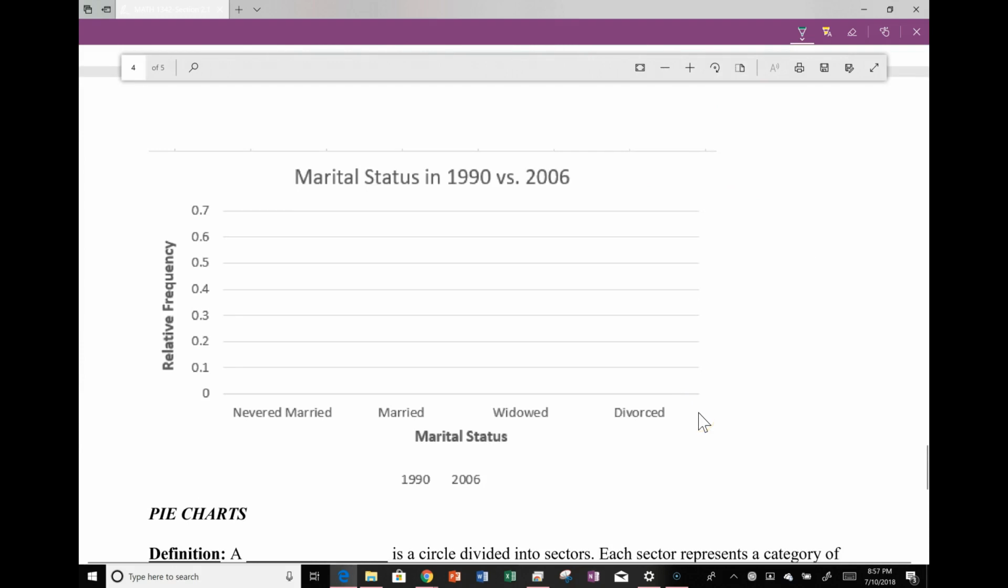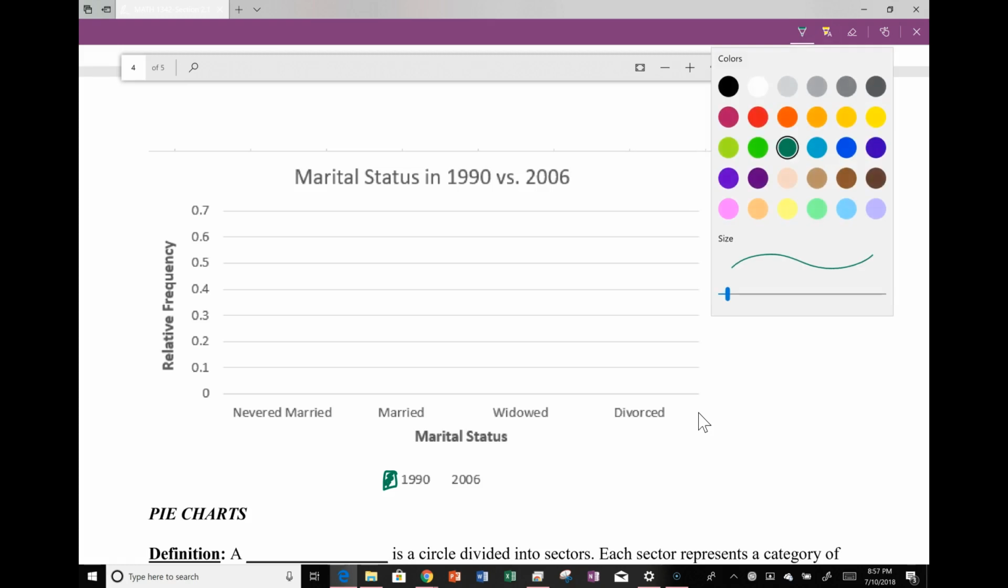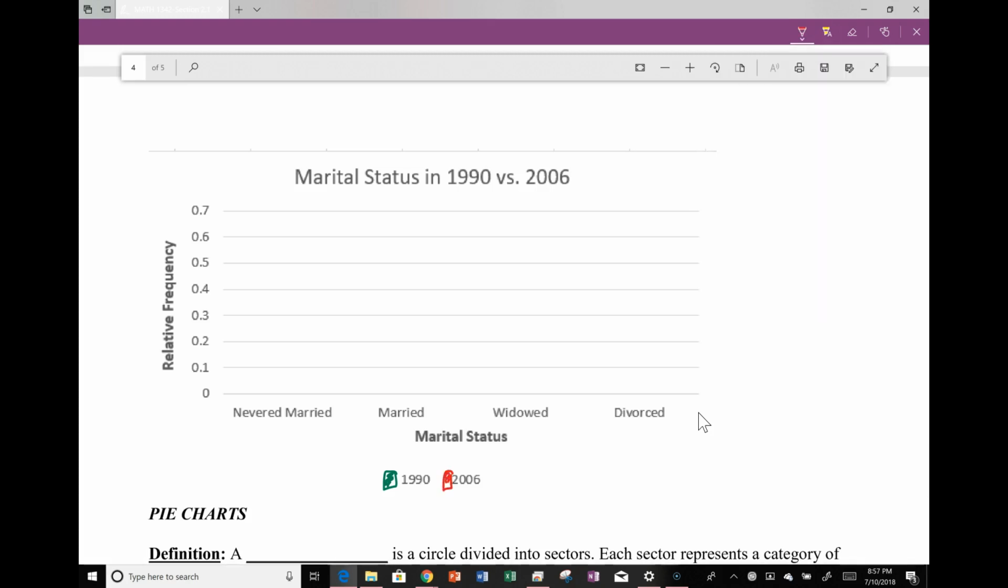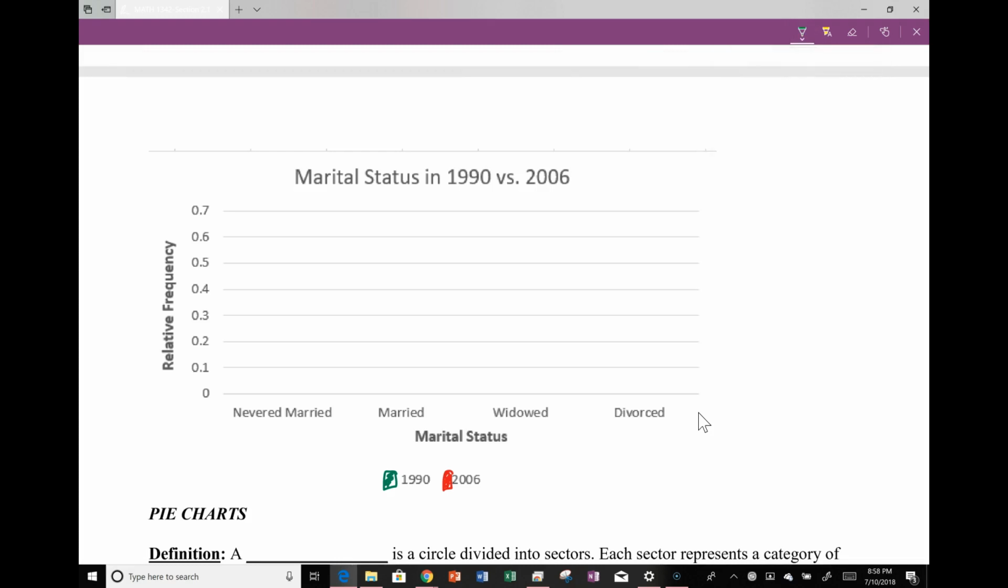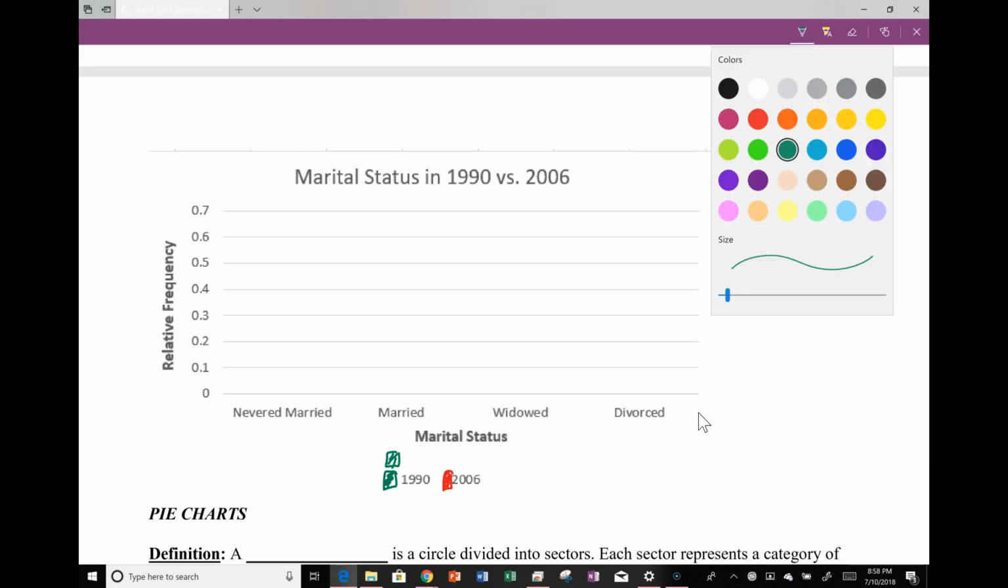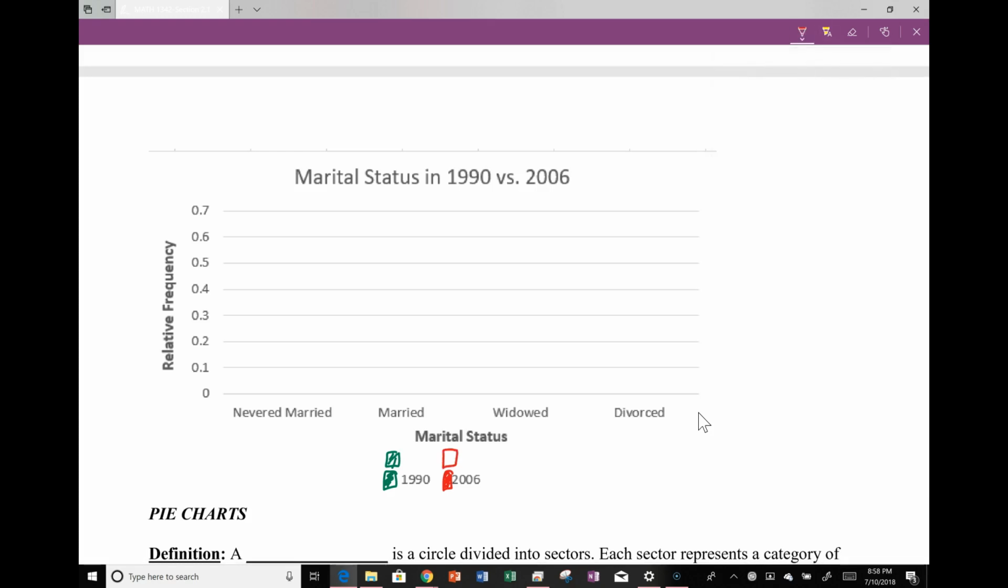Another thing about side-by-sides, you really need one color to represent one year and a different color to represent another year. And you need to identify that. Now, let's say you don't have two different colors. You could do it where the 1990 you did with stripes, and the 2006 you did with dots. That is also another identifiable mark.